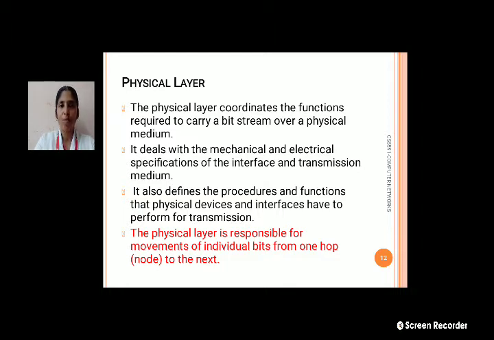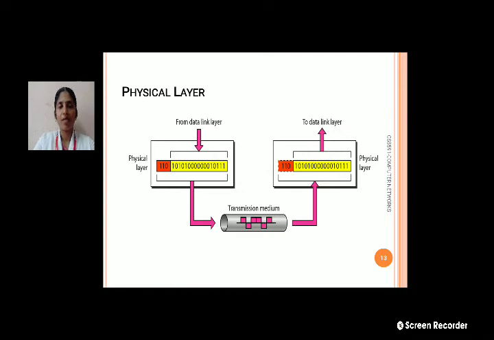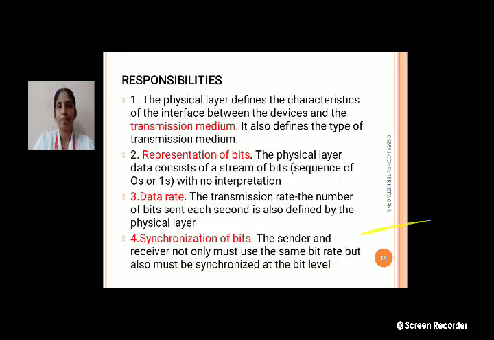So what is that stream of bits? It also defines the procedures and functions that the physical devices and interfaces have to perform for a transmission. So the main responsibility of the physical layer is to move the individual bits from one node to another node. This is the diagram of the physical layer. From the data link layer to the physical layer, it carries a stream of bits through the transmission medium, and on the receiver side, the stream of bits enters the physical layer. The physical layer delivers the stream of bits to the data link layer.